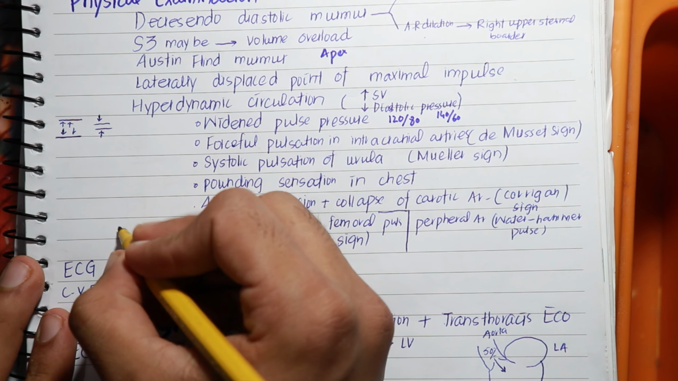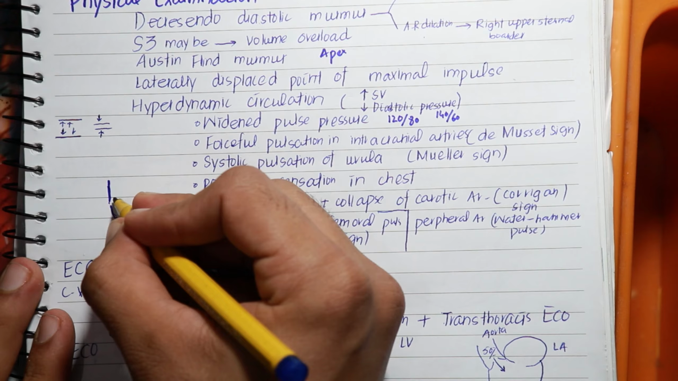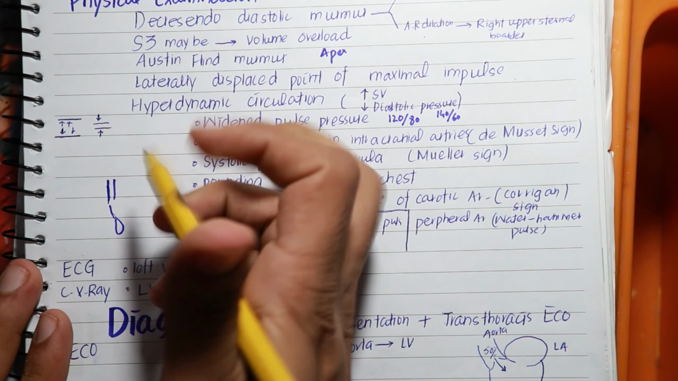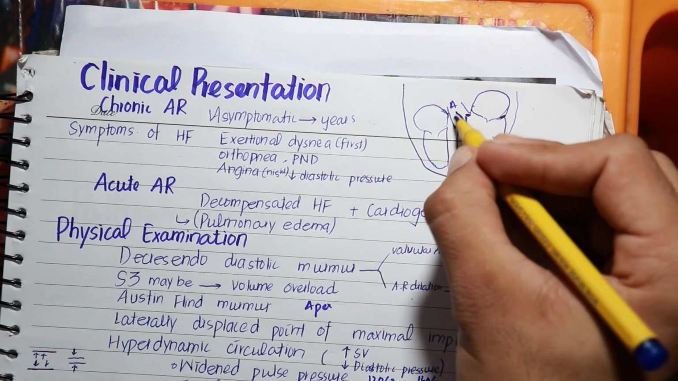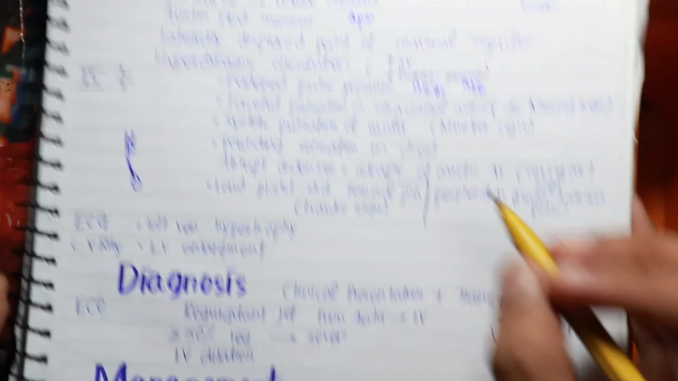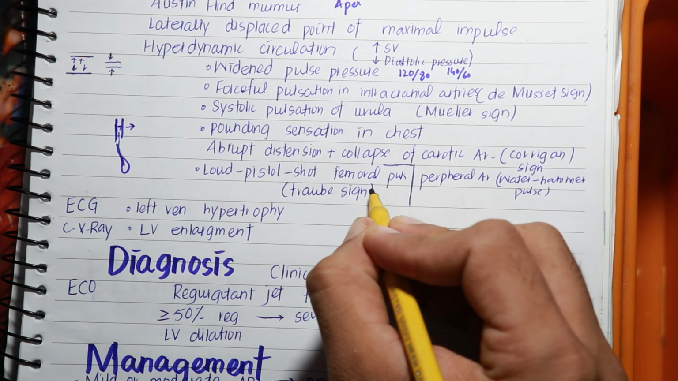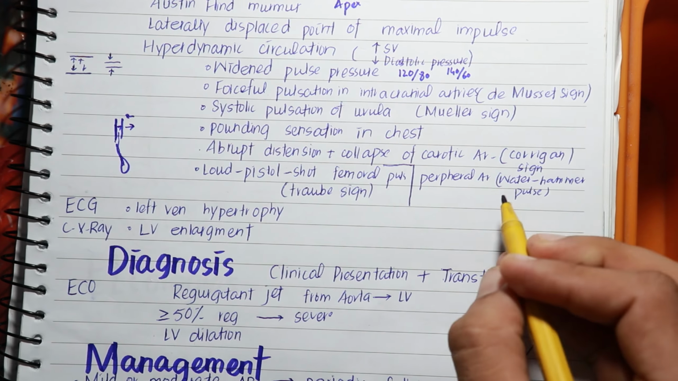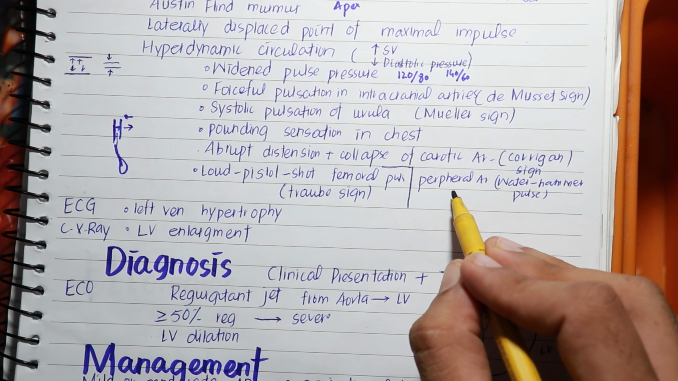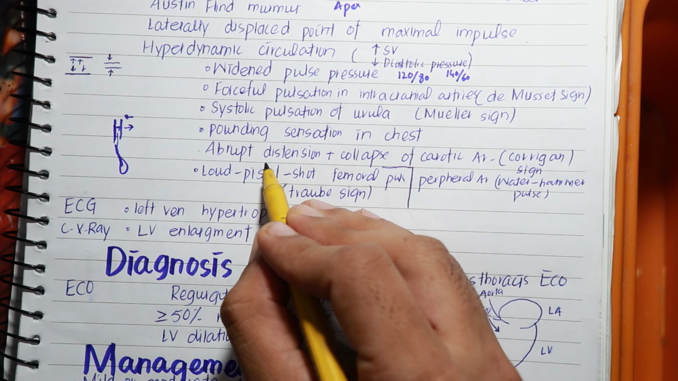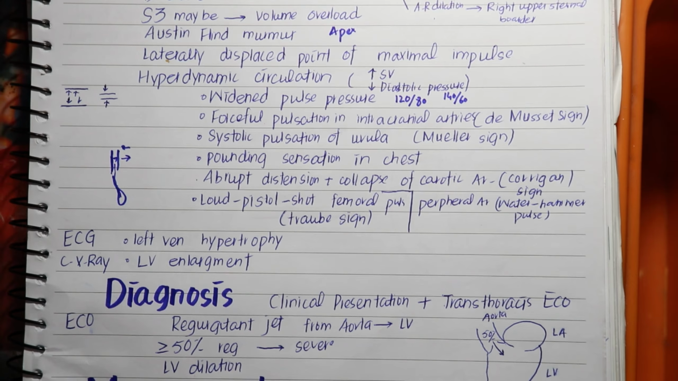Why? Suppose this is the heart, and it puts blood into this one. Suppose this is the carotid artery. When there is systole, there is more pressure. During diastole the blood also comes back into the aorta, into the left ventricle. So you will find abrupt distension plus immediate collapse. This is called Corrigan sign. And in peripheral arteries, this same phenomenon, abrupt distension plus collapse, is called water hammer pulse.